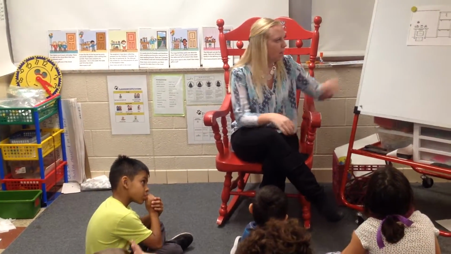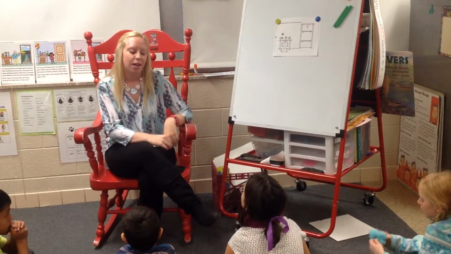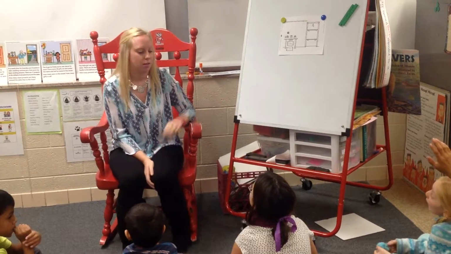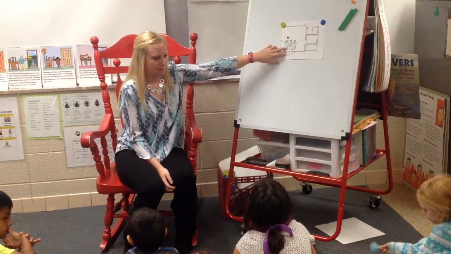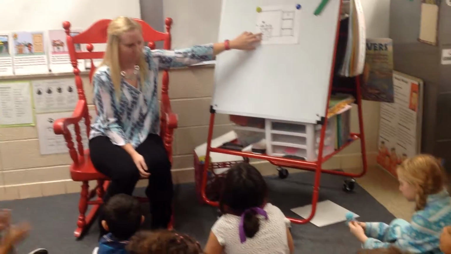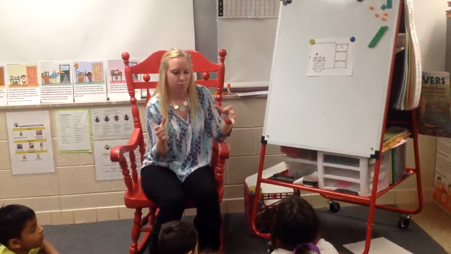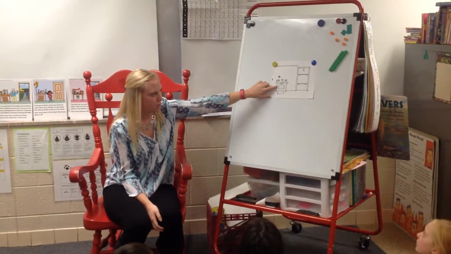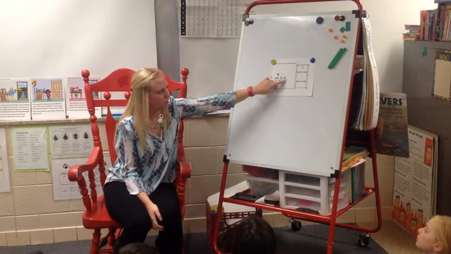How many presents do I have around my table? 24. How do you figure out 24? 10 plus 10 is 20, and then plus 4 more is 24. 10 plus 10 is 20, plus 2 more is 22, plus 2 more is 24. So I have 2 parcels, and remember that a parcel is a package with 10 gifts. So we know 10 plus 10 is 20, and then 21, 22, 23, and 24.